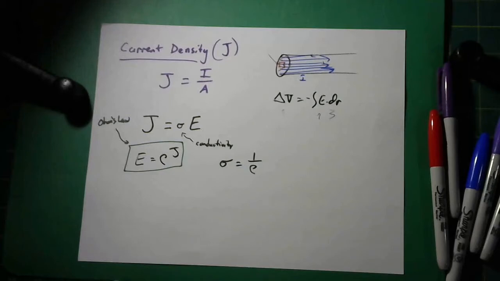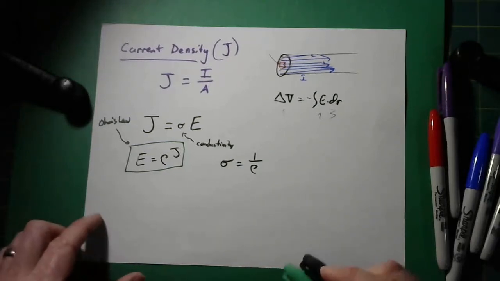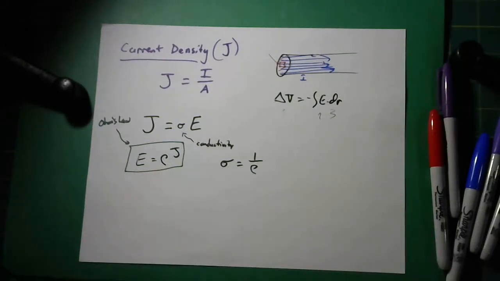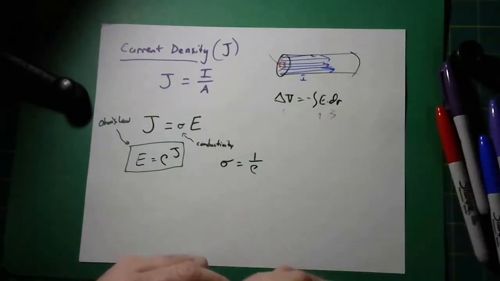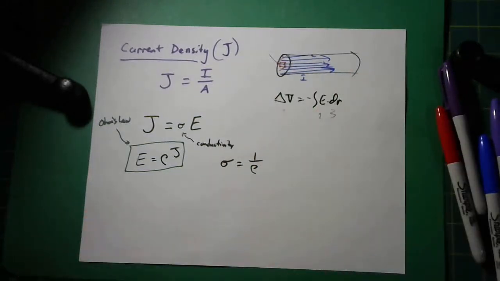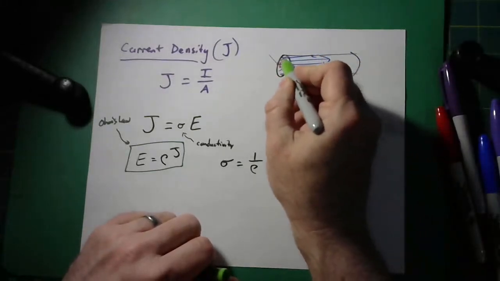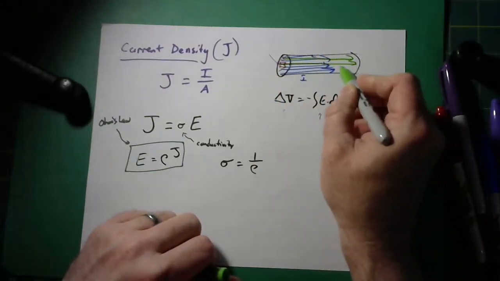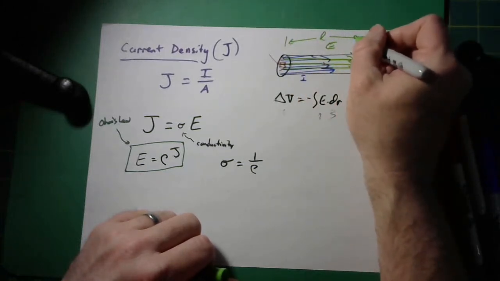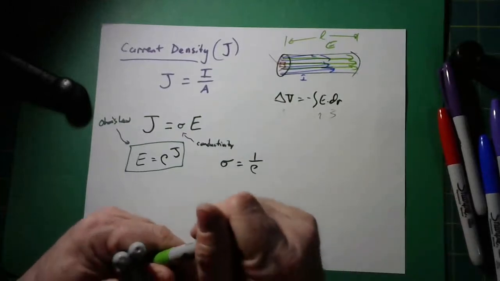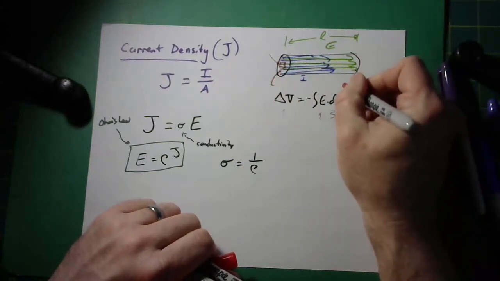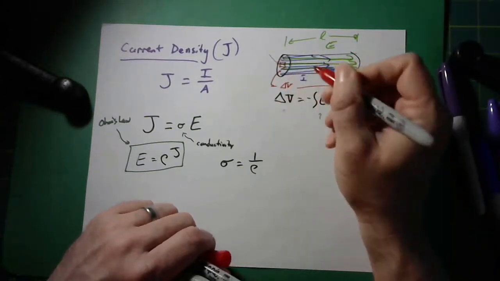So what we're going to do is relate this back to this, right? If I looked at a chunk of wire, and say I have my current flowing to the right, that means I must have an E field set up that way, right? So there's an E field set up in this wire of length L, and say I've measured my delta V going from here to here. I measure what that delta V is.